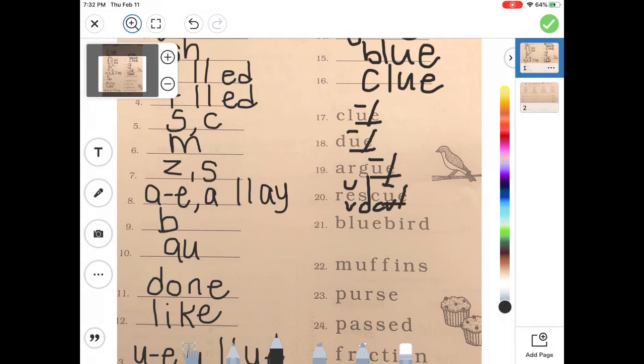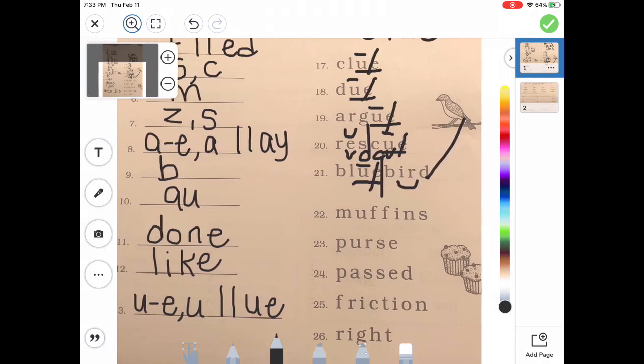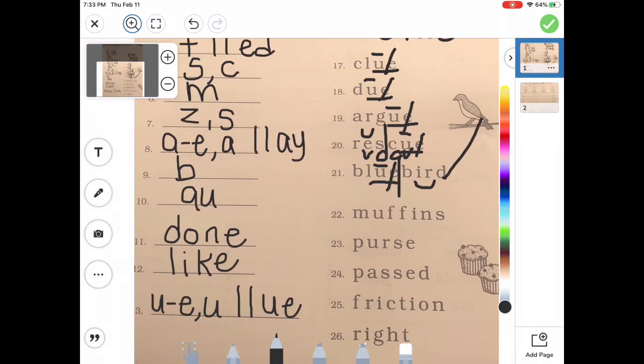So do you see where the first word ends? That's right. I can break it apart right here because I know this word. The first word is blue. Blue. So I know it's going to have that long U, sneaky E. And then my second word, I'm going to put that IR together and say bird. So I've got clue, do, argue, rescue, and bluebird. So which am I going to connect to the bottom? Bluebird. Very good.